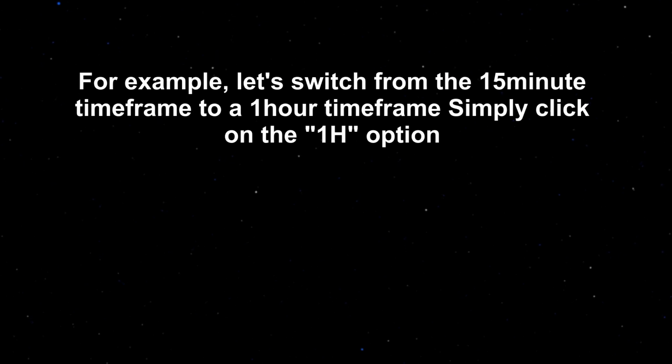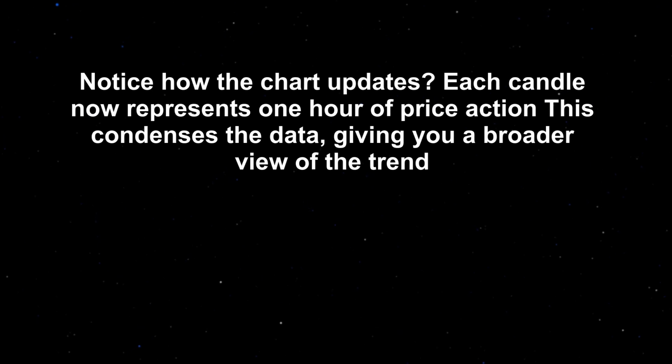For example, let's switch from the 15-minute timeframe to a 1-hour timeframe. Simply click on the 1H option. Notice how the chart updates. Each candle now represents 1 hour of price action. This condenses the data, giving you a broader view of the trend.